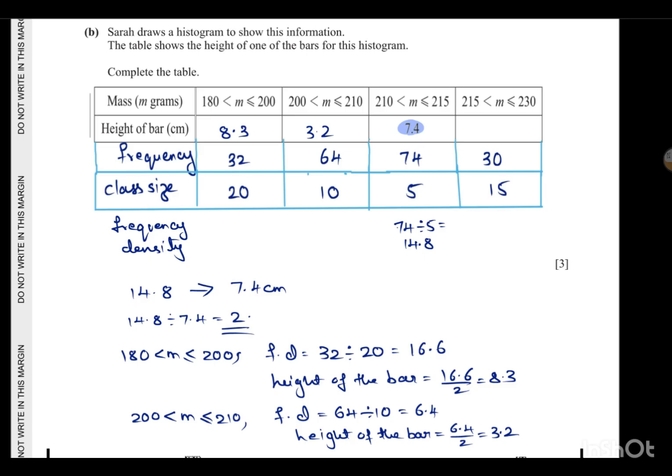Last one, the last class. So right here somewhere, 215 less than m less than or equal to 230. The frequency density is, just divide the frequency by the class size, it is 2. Then height will be 2 divided by 2, which is 1. So this is 1. That's it. This is done.